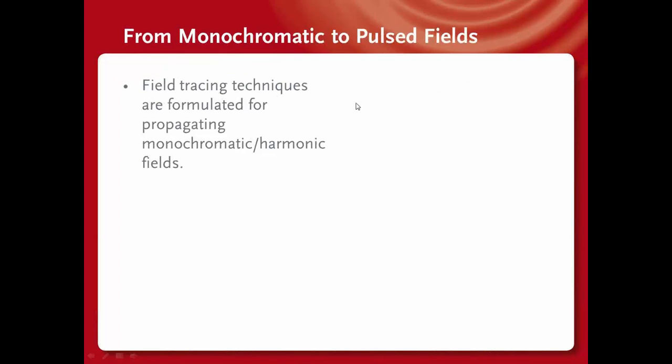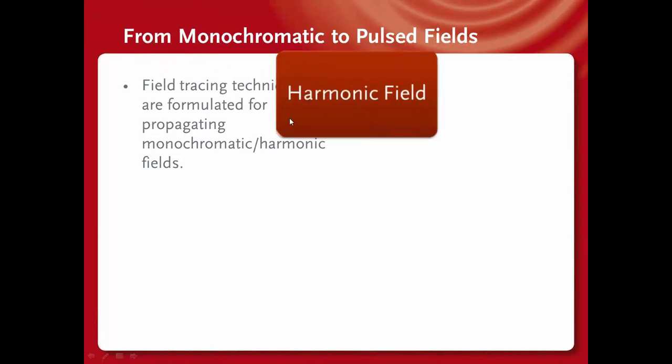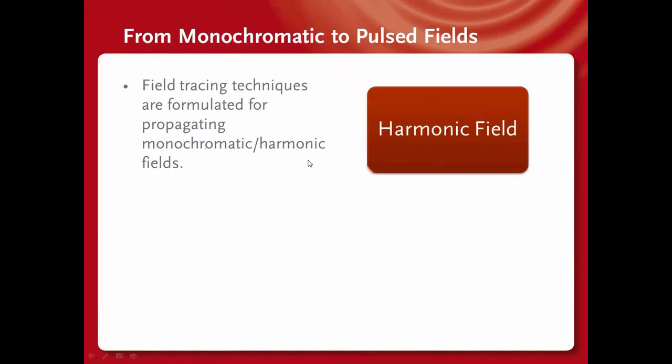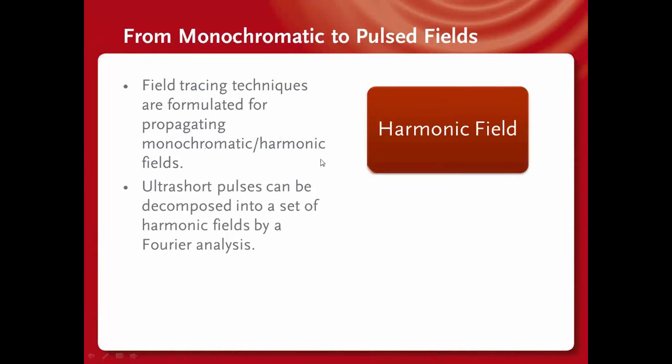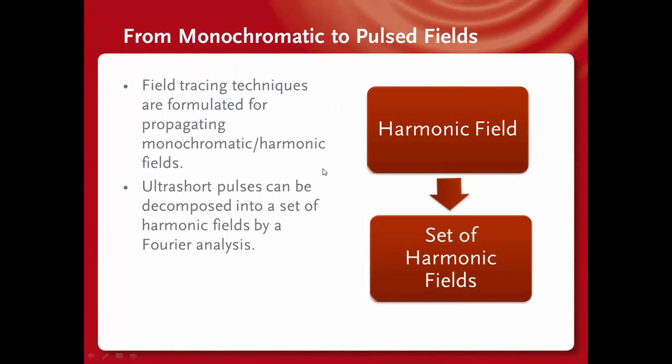So that means that in field tracing, we propagate and formulate all techniques for monochromatic and harmonic fields, and ultrashort pulses can now be decomposed into a set of harmonic fields by a Fourier analysis. And this allows the specification of any vectorial pulse type.